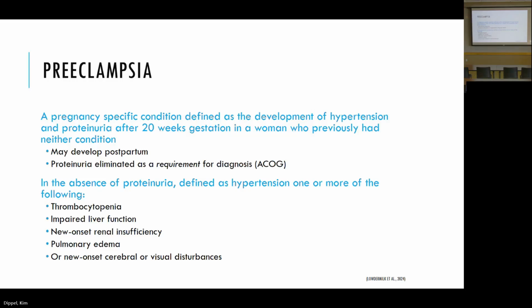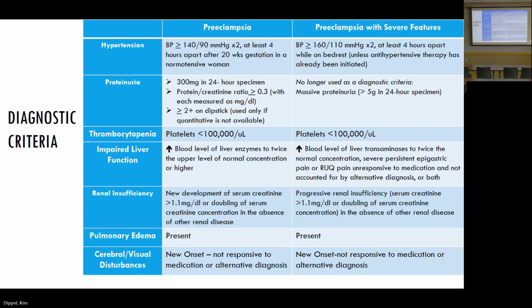So in the absence of proteinuria, they still have hypertension. They may have thrombocytopenia or impaired liver functions, or new onset of renal insufficiency, or pulmonary edema. And this last one, new onset of cerebral or visual disturbances. I think when we talk about the pathophysiology, you'll understand more about why those things happen. So, diagnosis criteria between preeclampsia and preeclampsia with severe features.